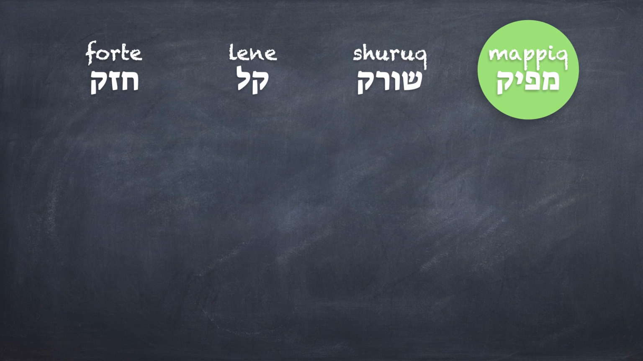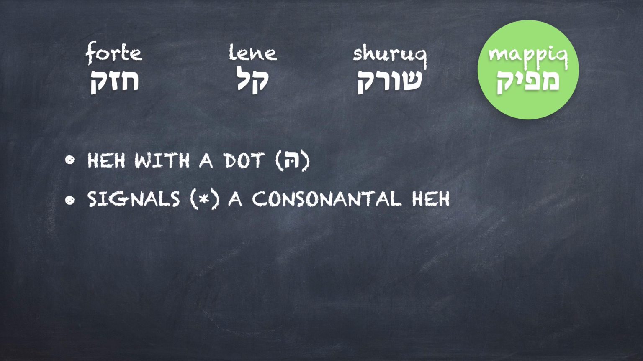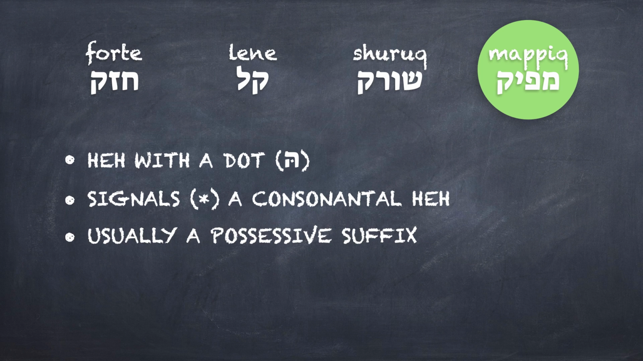And finally, the mapik. It's a hey with a dot. It signals a hey that functions as a consonant with meaning, not just a vowel sound. And it usually indicates a possessive suffix.